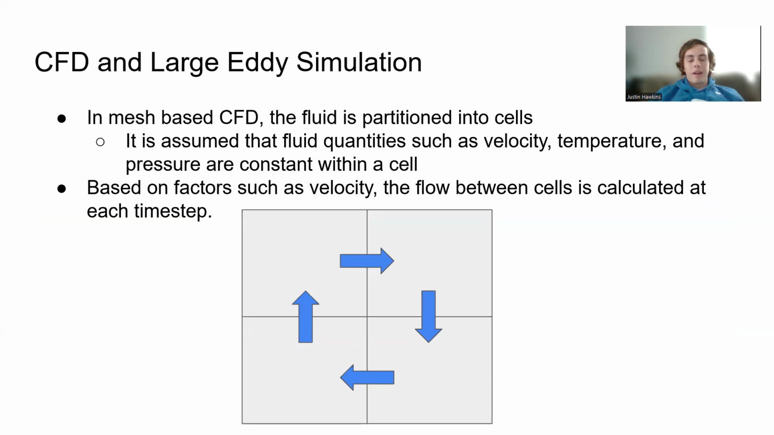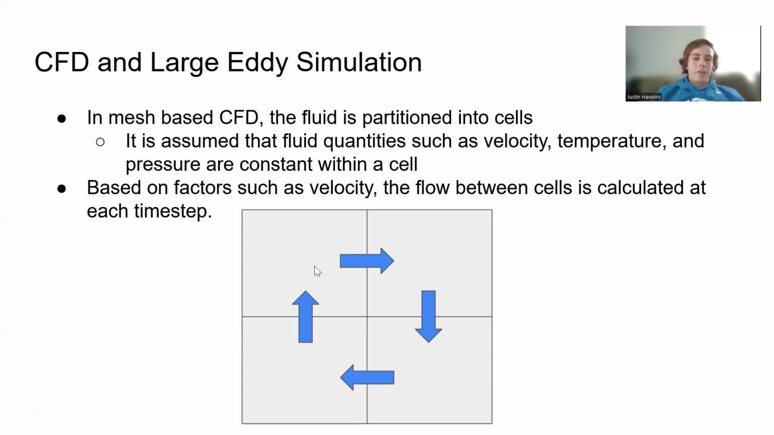So how mesh-based CFD and large eddy simulation works is basically you have a fluid domain. In my case, it's a box representing the area, the air around a wind turbine. And that box of fluid, your fluid domain, is broken up into smaller boxes called cells. It's assumed that within a given cell, the fluid properties such as velocity, temperature, pressure, anything else is constant. No matter where you are in the cell, it's constant across that cell, but it's different from cell to cell.